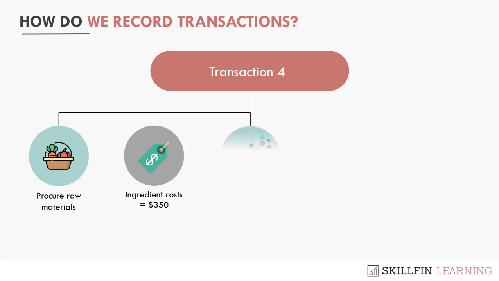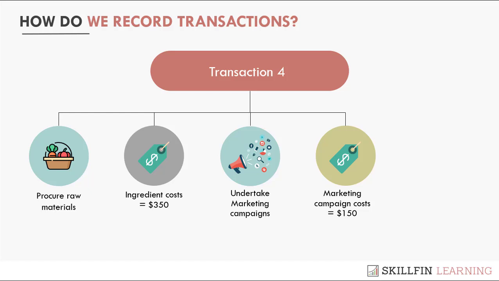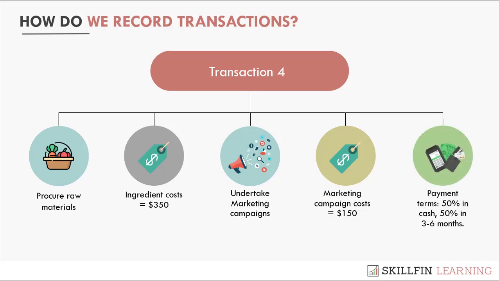Also, to do some marketing and advertisement, you decide to distribute pamphlets of your shop to the visitors of the mall. This cost you another $150. You decide to pay half of them in cash, and the remaining half you promise your vendors that you would pay in some time.